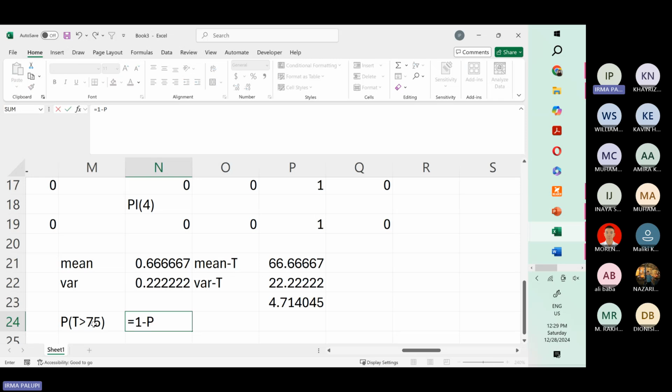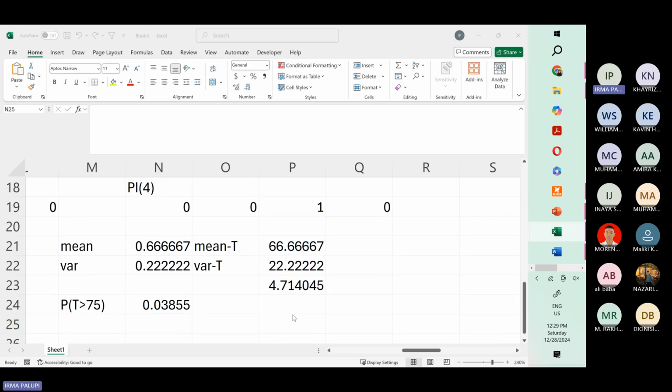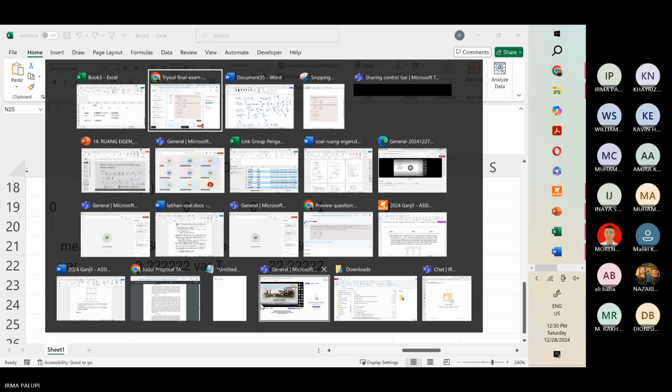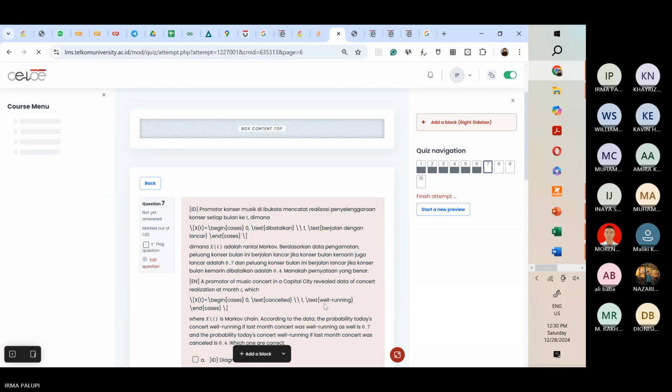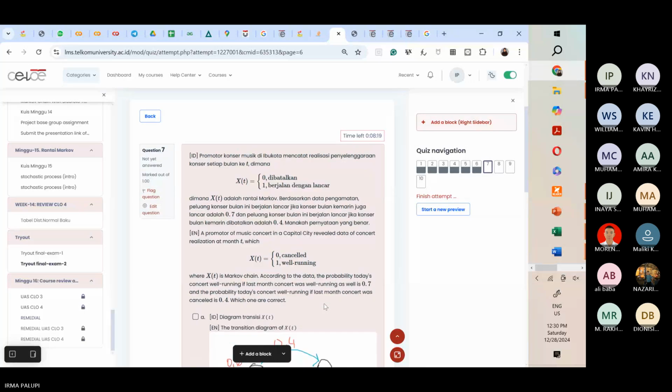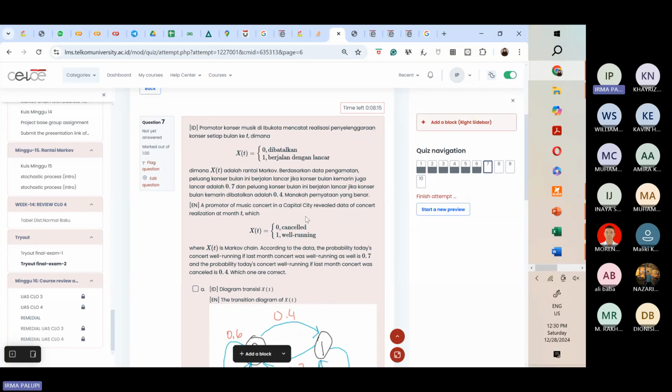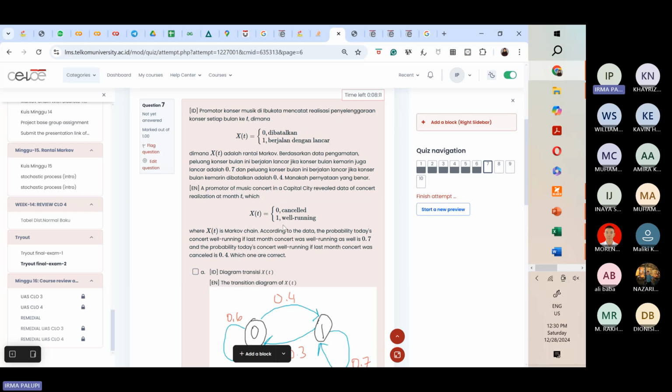4 to 1. So, five. This is the mean. This is the signal. 0.3 and 0.0. This is both for the one. So motor musik konser itu dapat acceleration 1. So the value is 0, 1 only, right? Cancel or well, then it's a state space 0, 1.